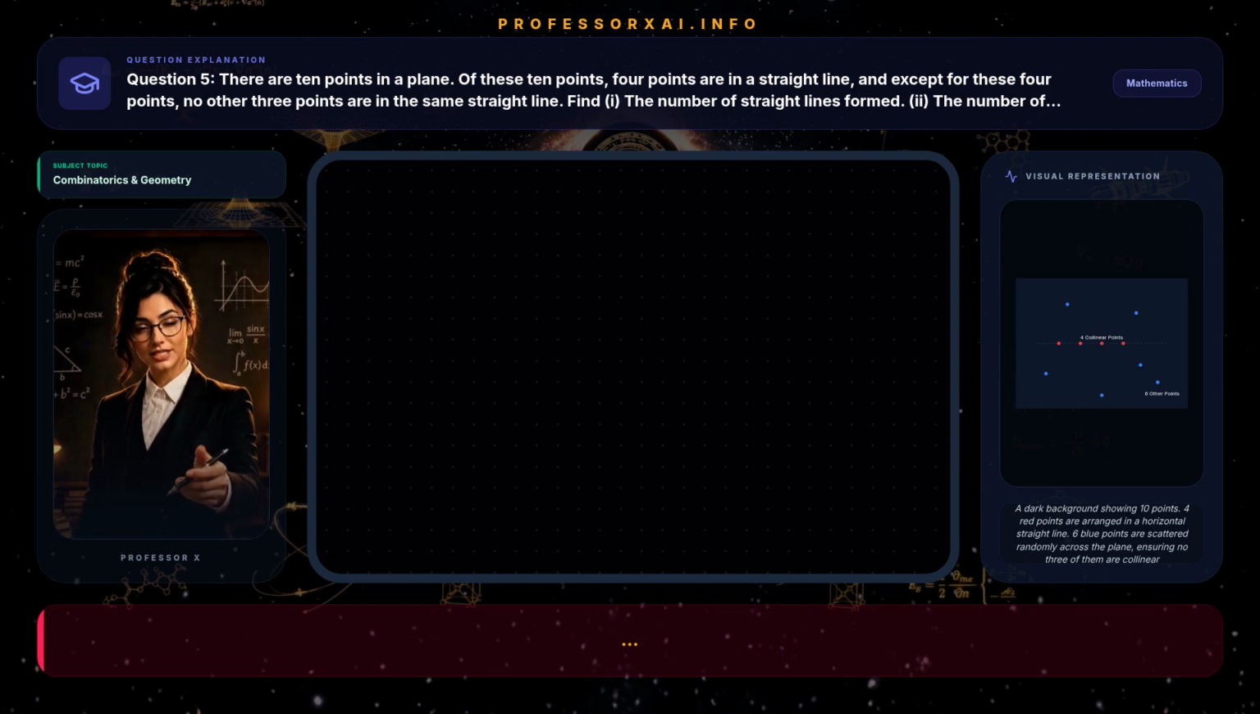In summary, we found 40 lines, 116 triangles, and 185 quadrilaterals by correctly applying combination formulas and adjusting for collinearity.